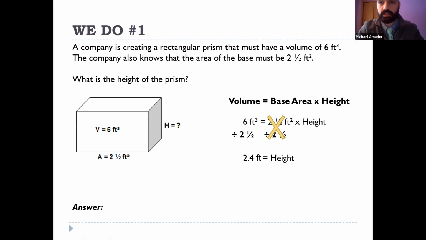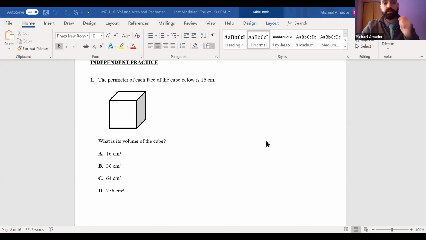Okay, for anyone who does not have the packet right now, I'm going to pull up the IP on the screen share. So the first problem from IP is now on the screen share.